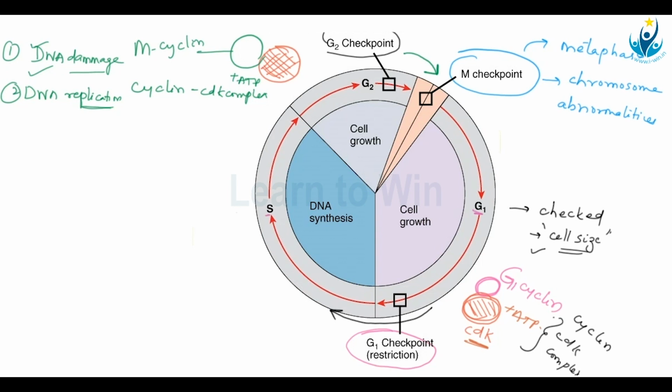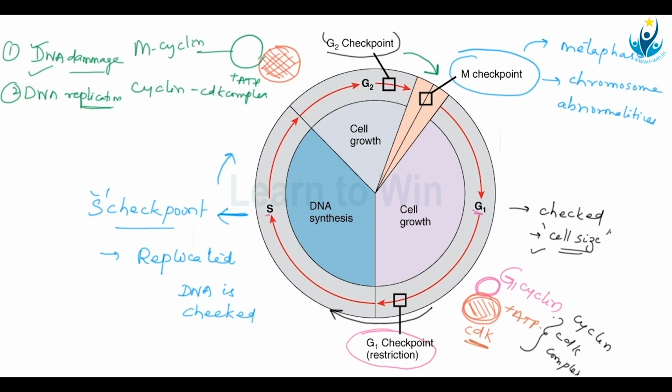Now, as I've said, another checkpoint comes here in the S phase. This is called the S checkpoint. Now, in this checkpoint, what happens? The replicated DNA is rechecked, so that if there are any errors there, then you will not move it to the next stage. If it is error free, then only you will move it from S to G2. So movement of the cell from S to G2 is controlled by the S checkpoint.